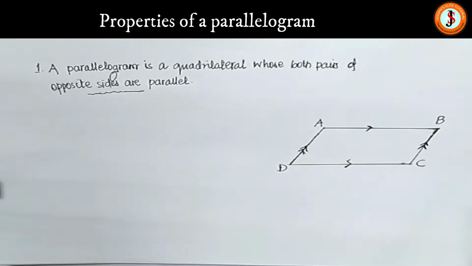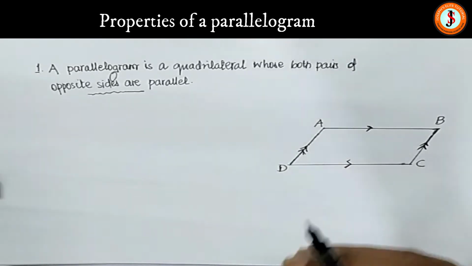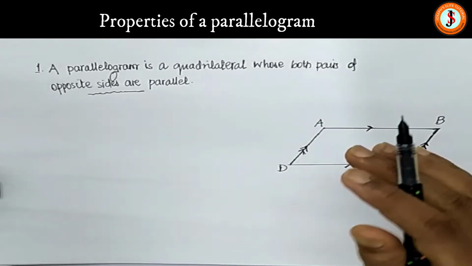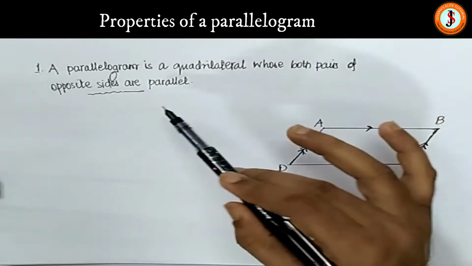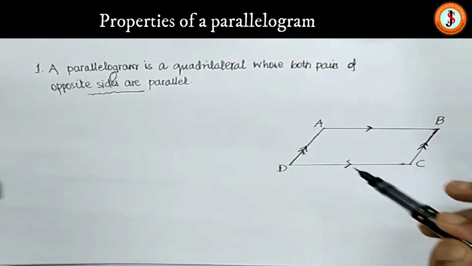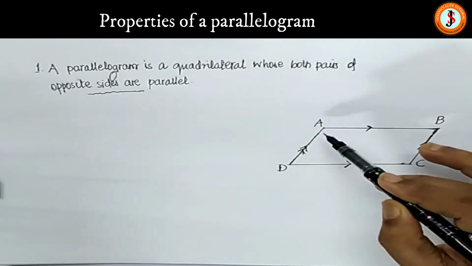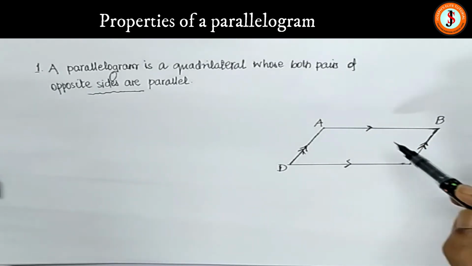So children, it is very important to understand about parallelograms and the properties which parallelograms have. We start with only the definition. A parallelogram is a quadrilateral whose both pairs of opposite sides are parallel. So it is a quadrilateral, a four-sided figure. AB is parallel to CD is given and AD is parallel to BC is given.